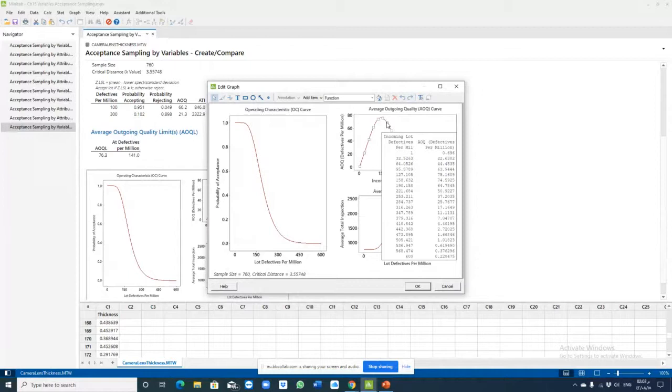As we say, the average outgoing quality means the average quality after the inspection. So you have done the inspection, you accept, you reject. What will be the average outgoing quality? If the question or the example we had asked you about the 64 defective per million, then the 64 defective per million on the left column is associated with the 44 defective per million as average outgoing quality.